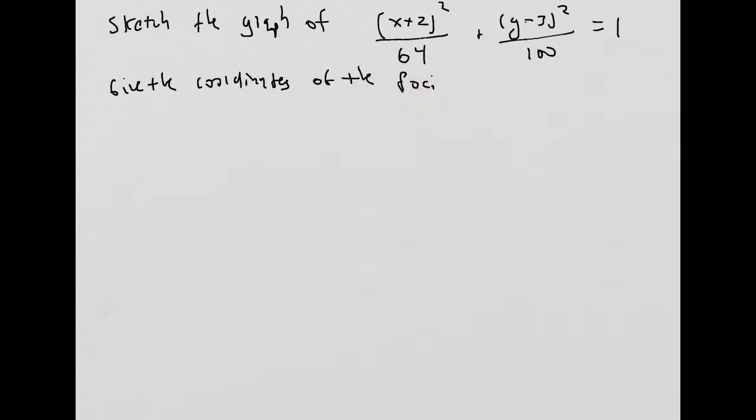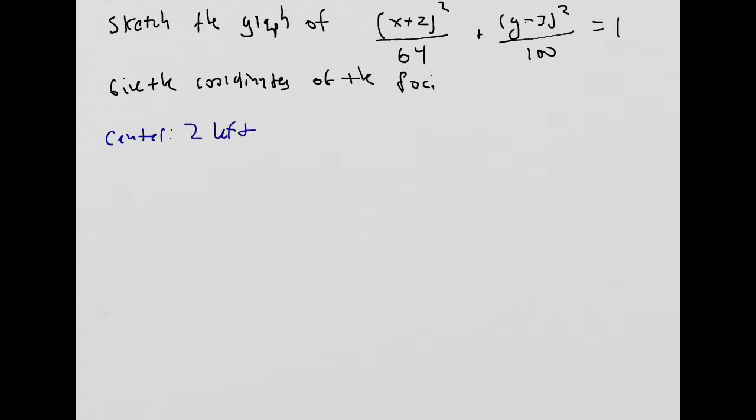Alright, so really there's no order in the way we want to do this. But first let's just find the center. The center in this example is not going to be at (0, 0). We see that in the numerator, the x term is not x squared, but (x + 2) squared. So this tells us that the ellipse is going to shift 2 units to the left.